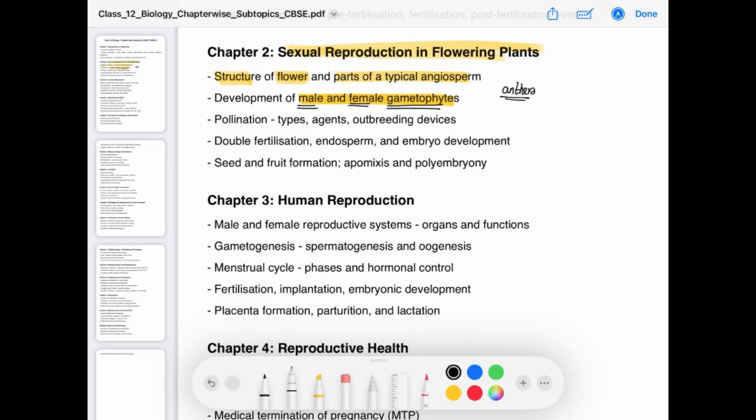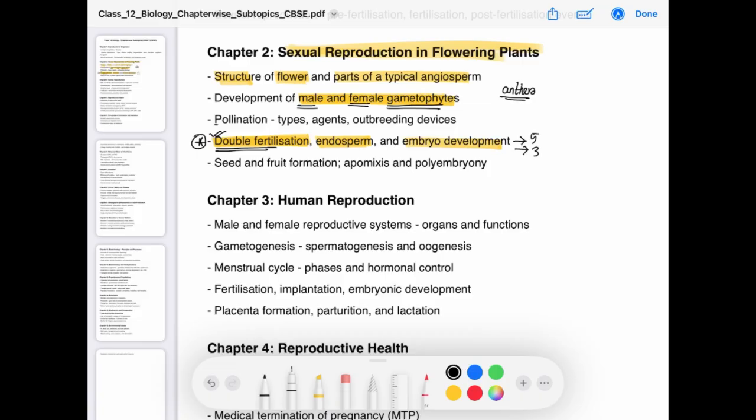Microsporogenesis and megasporogenesis you have to read, and the most important part is double fertilization. You have to understand the concept properly. You have to read about the endosperm development, and then the embryo development. Double fertilization is the star for this chapter, because it is very much important. You have to prepare it for 3 marks and 5 marks both.